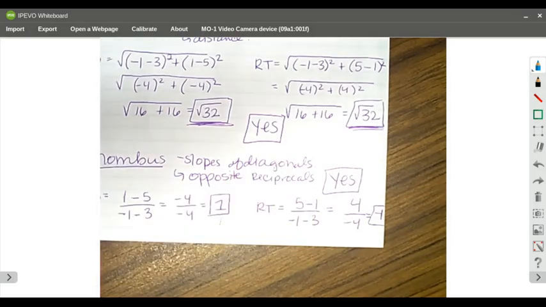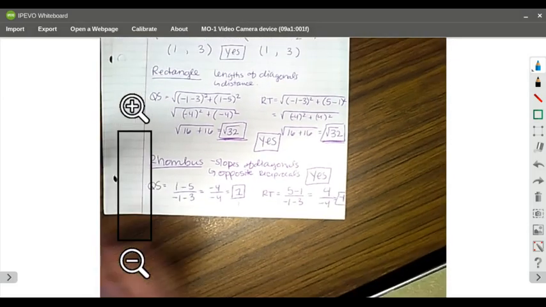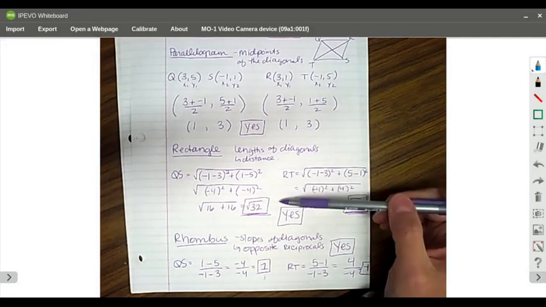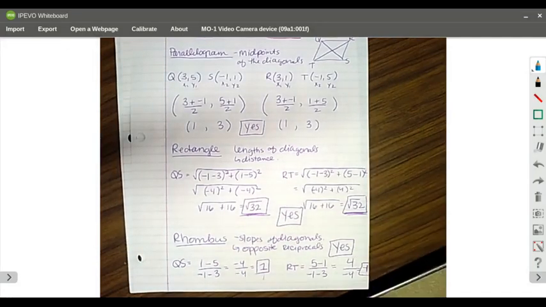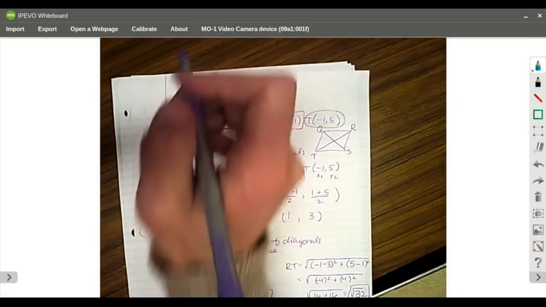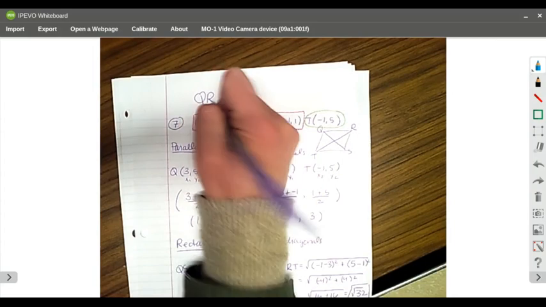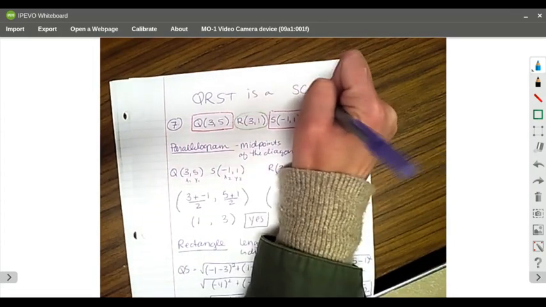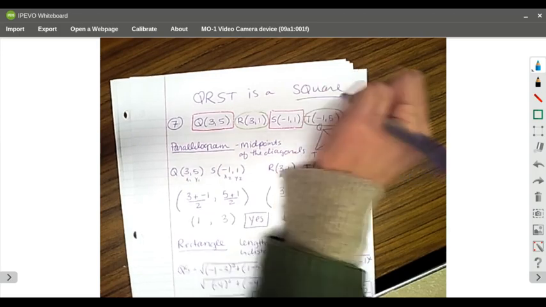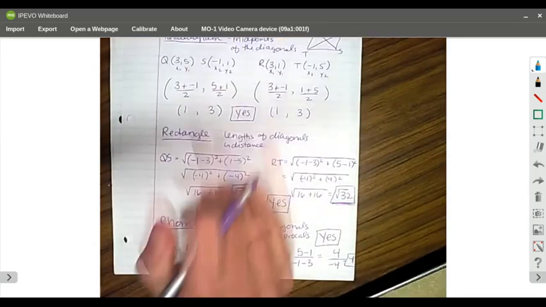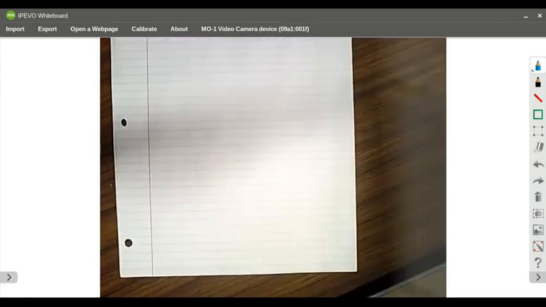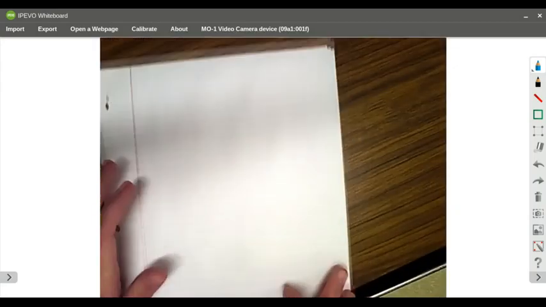So after you do your tests, we did our 3 tests. Let me zoom out a little bit here. We did the parallelogram test, it was a yes. We did the rectangle test, it was a yes. We did the rhombus test, it was a yes. So our final conclusion, I have room on the bottom, I'll write it up here, is we're going to say QRST is a square. So it's only a square if you get yeses across the board. Yes, yes, yes.